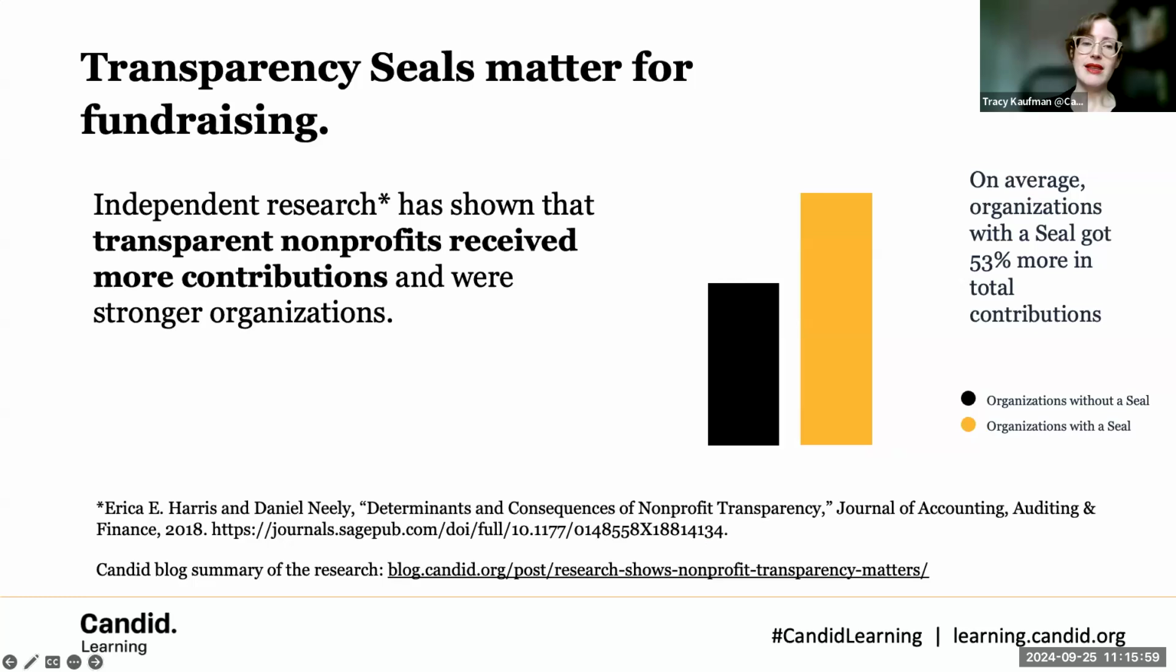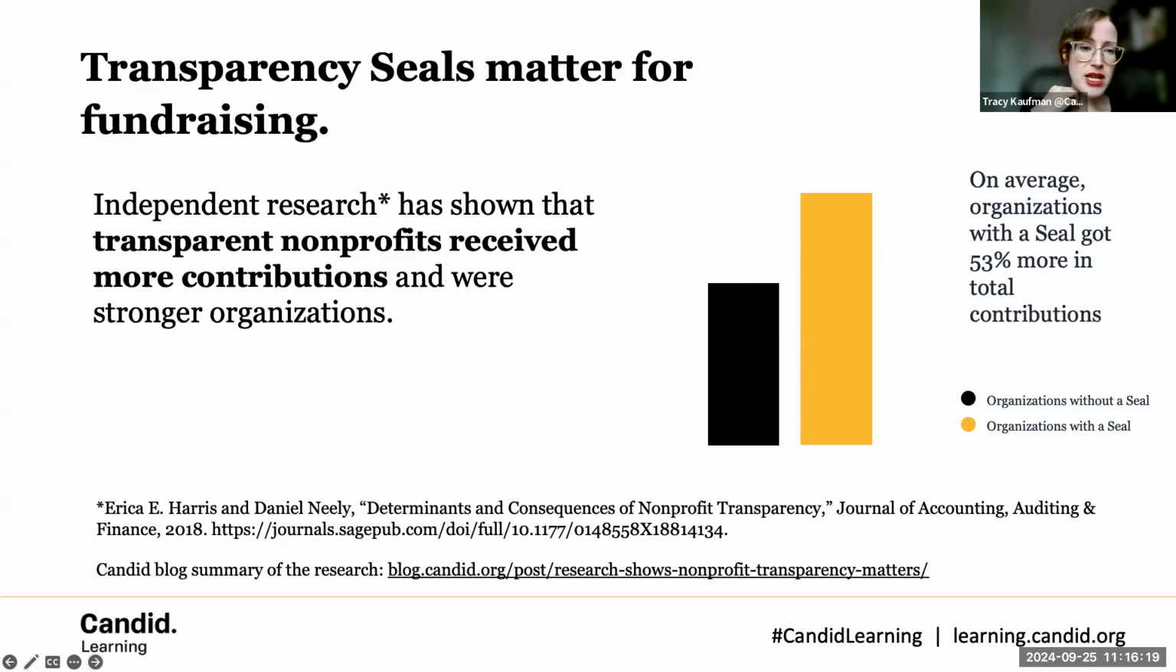So ultimately, the biggest reason to take the time to go in and claim your organization's Candid profile and fill it out to the point where you get a seal of transparency, there's multiple reasons, but I think the biggest reason of all is that it has real results for your fundraising.